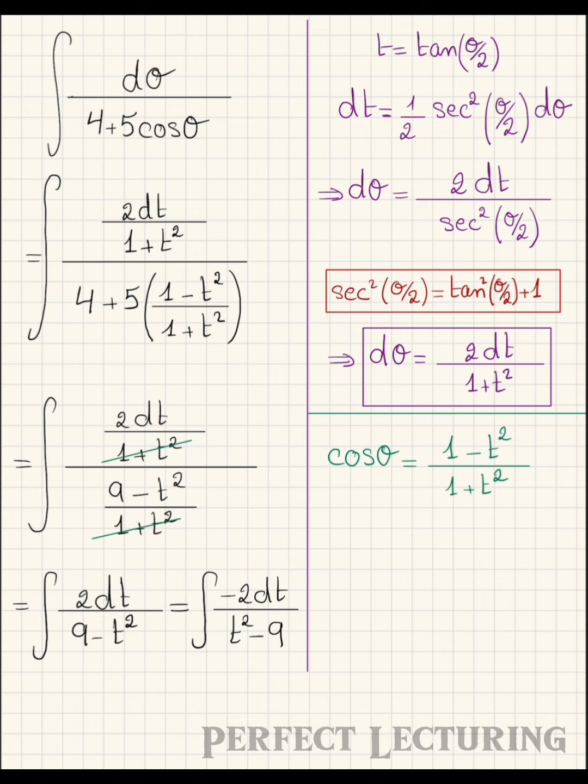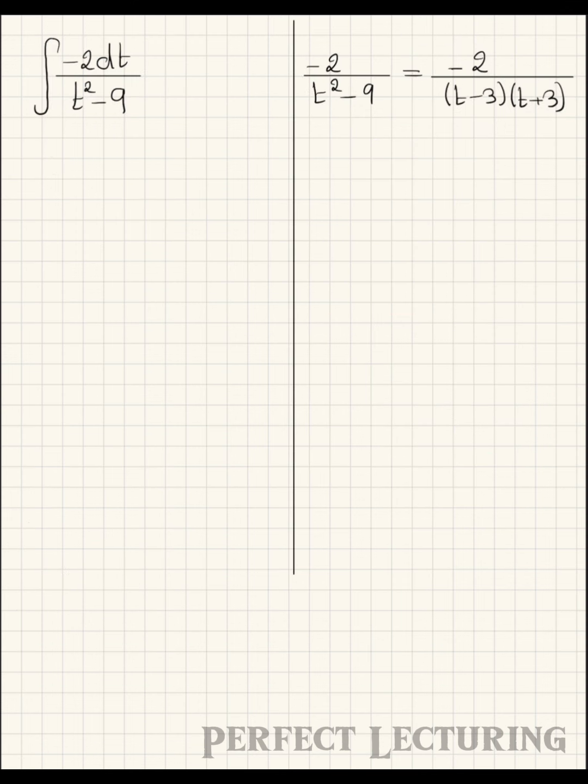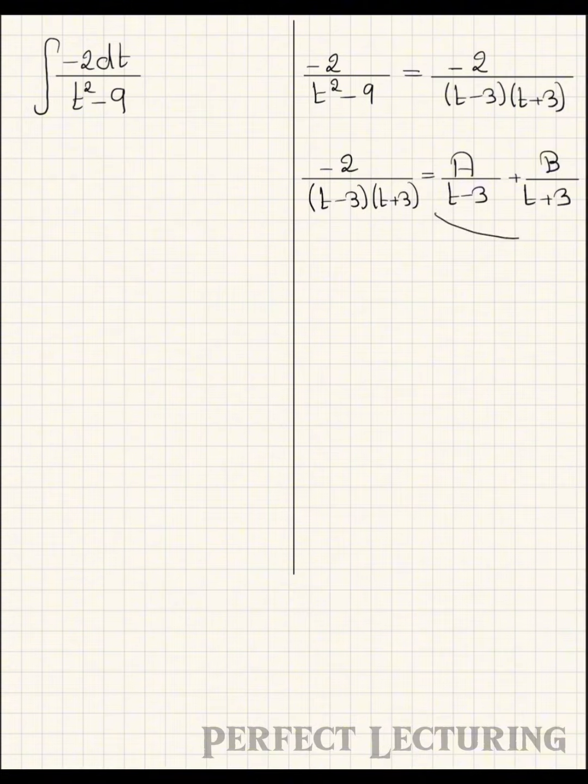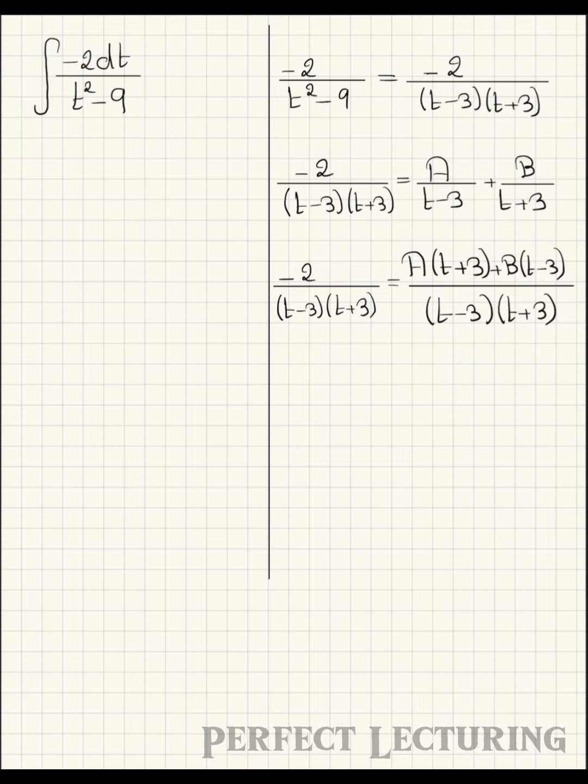We apply partial fractioning. Since we can factor the denominator as follows, we can decompose the fraction into the following: a over t minus 3 plus b over t plus 3. We find a common denominator here, and we end up with this. We cancel both denominators, and we end up with this equation. We can take particular values for t in order to find a and b, and let us consider the zeros of t plus 3 and t minus 3.